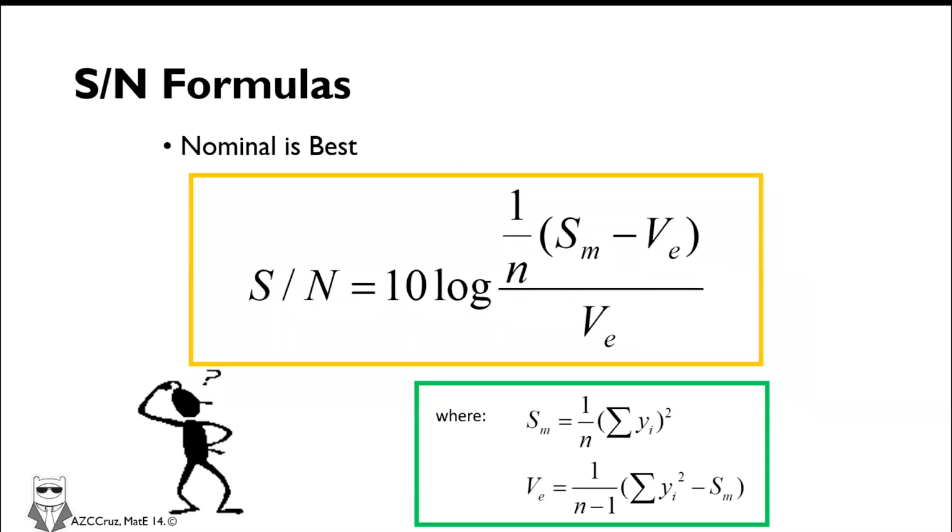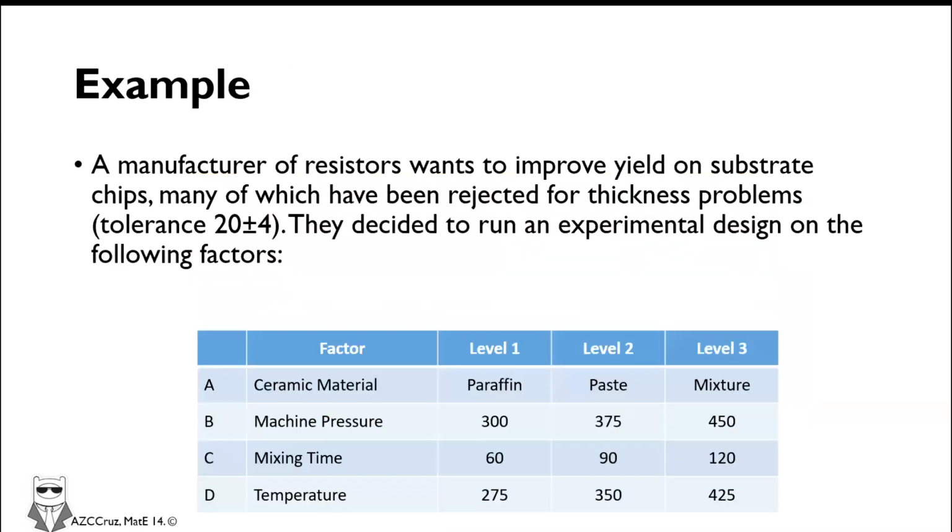Okay. So eto siya. Gusto natin na wants to improve yield on substrate, many of which have been rejected for thickness problems. Okay, so dito medyo confusing yung problem, no? The problem was designed para di straightforward yung malalaman kung nominal is best ba siya, higher is better, or lower is better. Okay, so if you look at it, you could argue na parang lower is better siya because it talks about rejection problems. You could also argue na it's a nominal is best kasi may mention siyang tolerance.